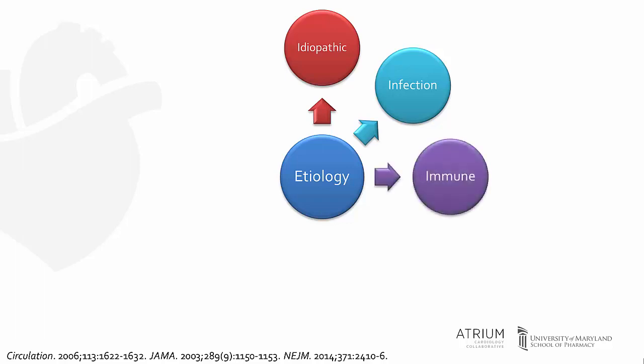Autoimmune causes of pericarditis are more common in patients with a history of autoimmune disease such as lupus and arthritis. These patients may be more likely to have recurrent cases.